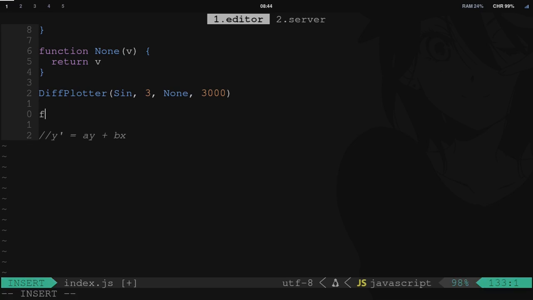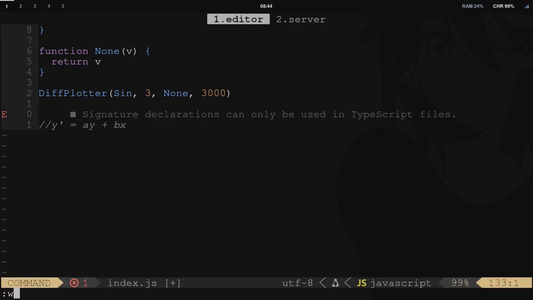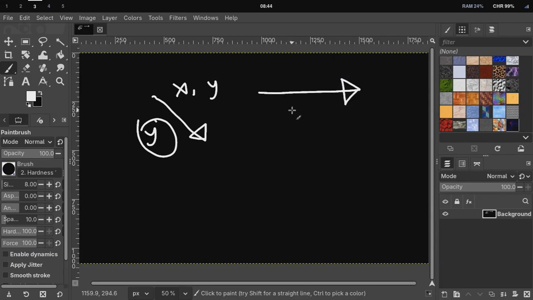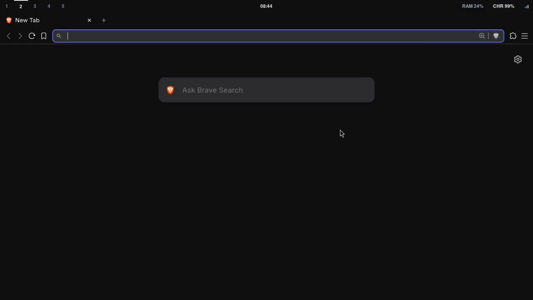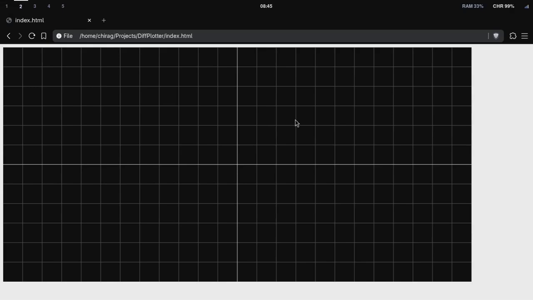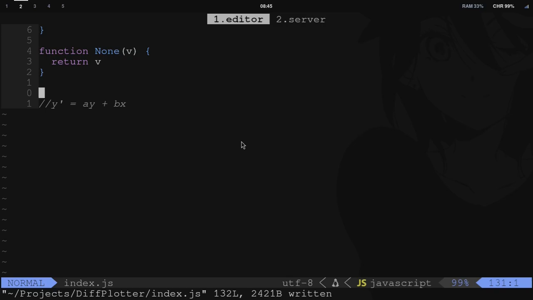So we need a function draw arrow from initial to final. Actually, let us not draw an arrow, let's just draw a line just to visualize. And also let me open Brave. So we have opened our things.